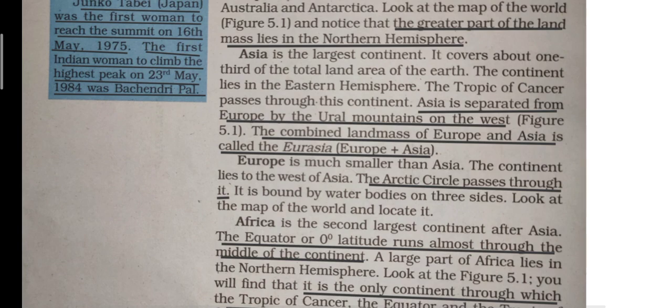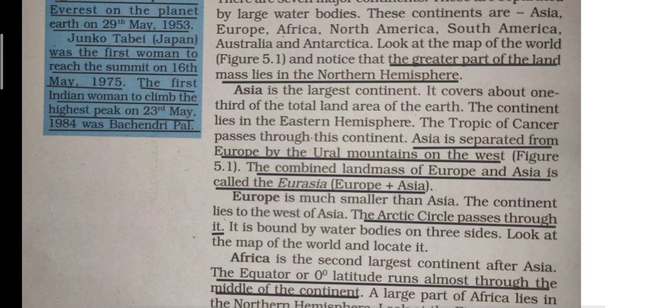Okay, so now we will move to our first continent, which is Asia. Asia is the largest continent. It covers about 1/3 of the total land area of the earth. The continent lies in the eastern hemisphere. The Tropic of Cancer passes through this continent. Then Asia is separated from Europe by the Ural Mountains on the west. The combined landmass of Europe and Asia is called the Eurasia.